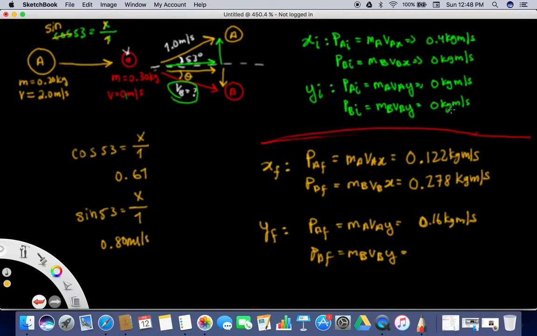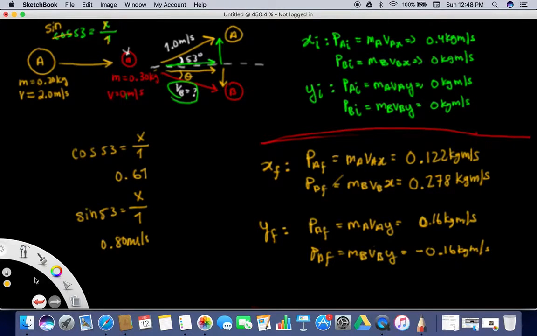And we know that momentum is conserved, so that means that our momentum after the collision has to be equal to 0 as well. We see that ball A already contributes 0.16 kilogram meters per second. So in order for this finally to be 0 kilogram meters per second, ball B has to contribute negative 0.16 kilogram meters per second. So we pretty much did the bulk of the problem.